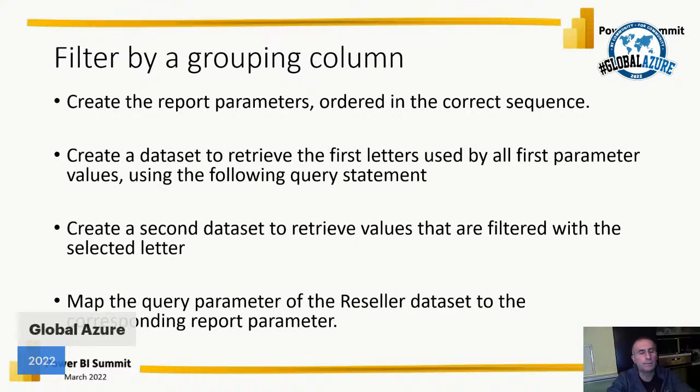It is possible to do it in a different way. Just for example, here we are using grouping by first letters. After that, we are creating a second data set to retrieve values that are filtered from the selected letter, and this will be a repeating operation for each next parameter. And when we have all parameters, this will be the final result. Of course, we need to map the query parameter of every data set to the corresponding report parameter.